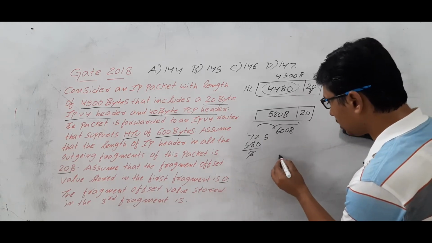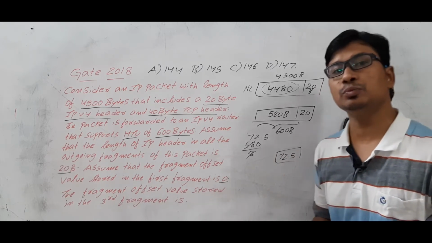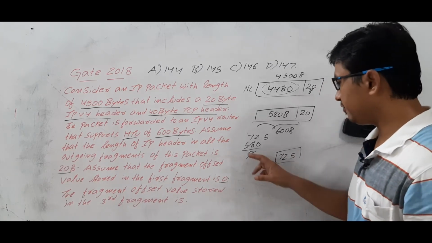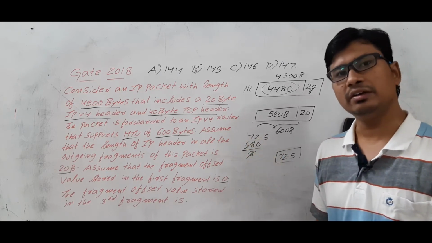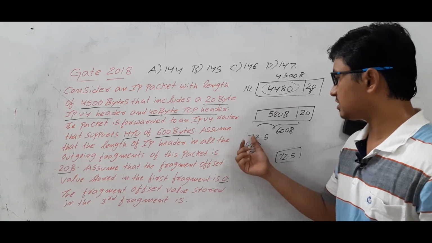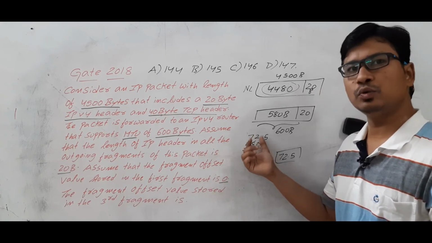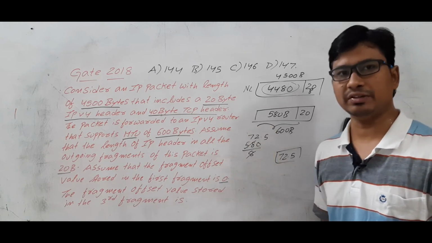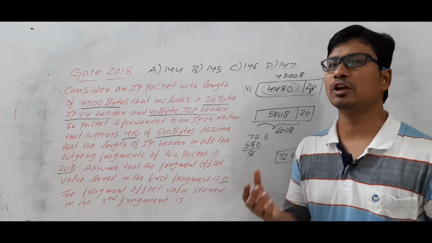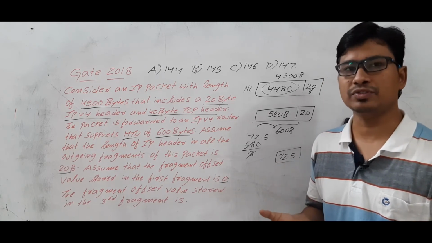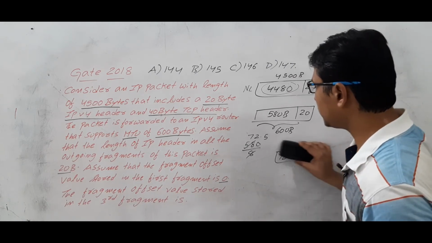Am I right or wrong? Because it is a floating point number. You can ask me why it should be exactly divisible by 8. If I divide 580 by 8, I will get 72.5. Will you agree with me or not? So the 72.5 value I cannot keep in the fragment offset because it is a floating point number. So then what should I do?